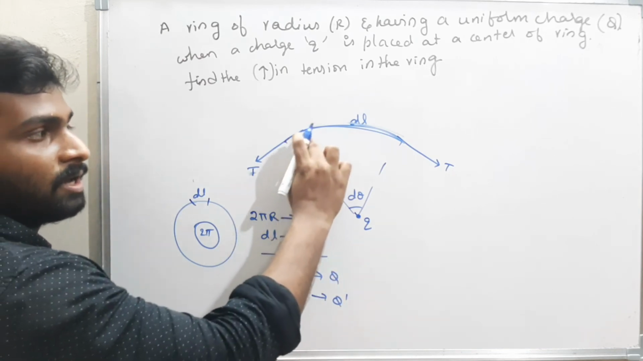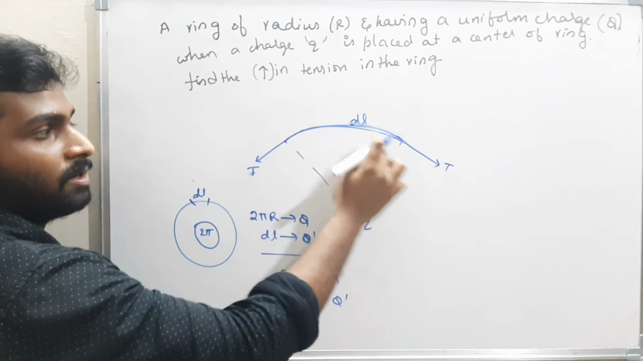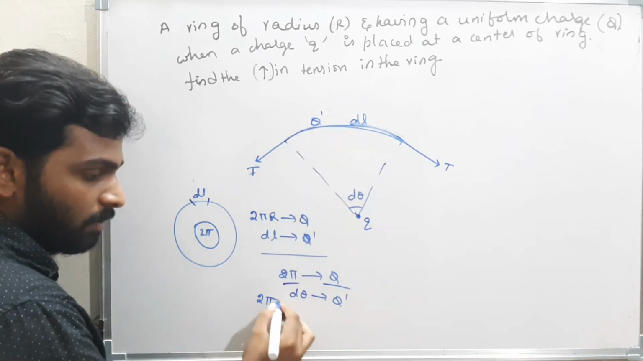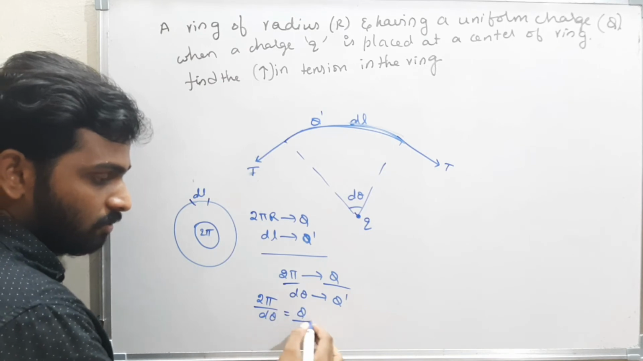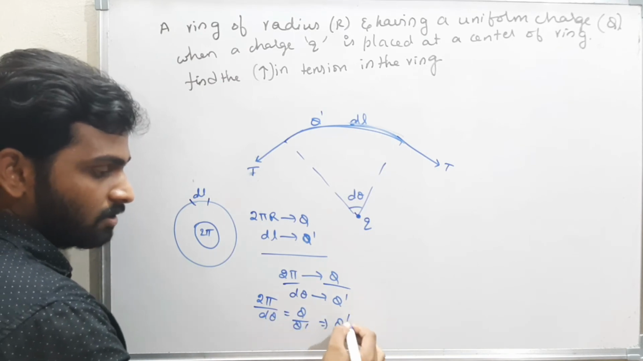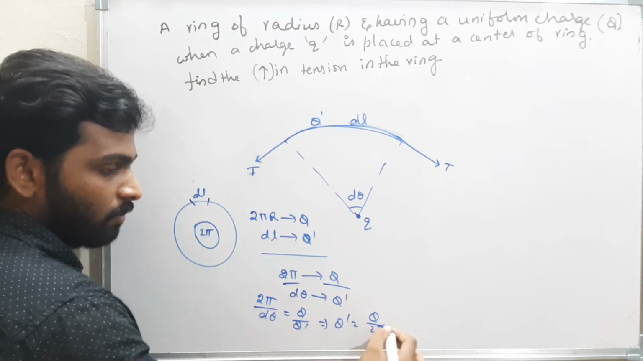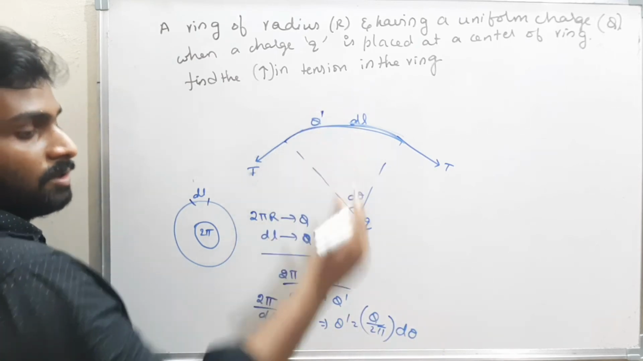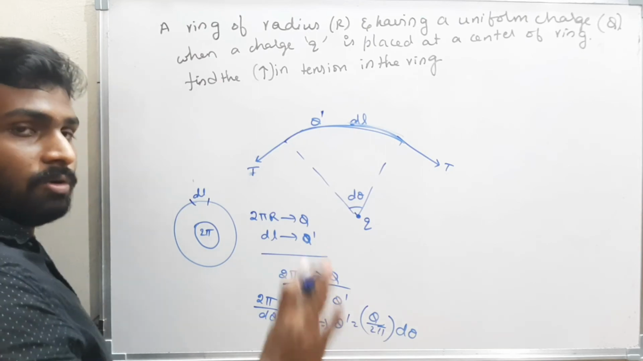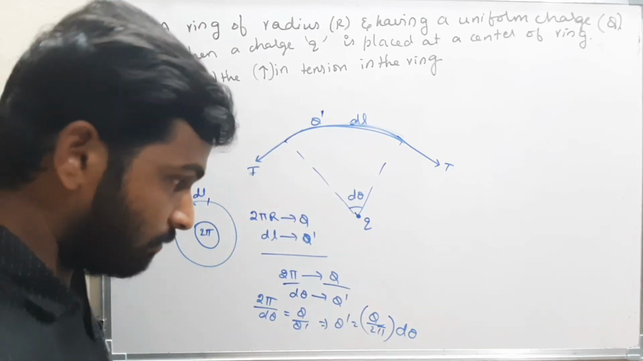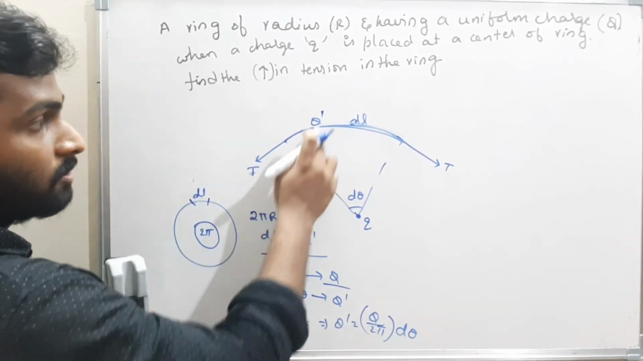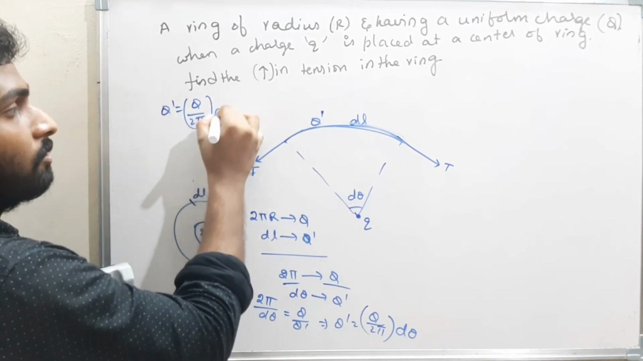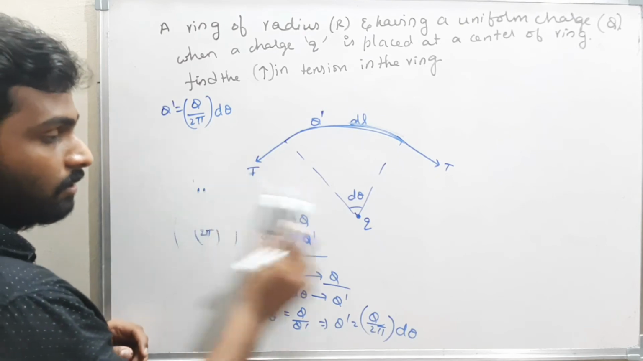Now what is the charge present in this one? That is q dash. The q dash is given by, just divide it. 2 pi by d theta is equal to Q by q dash. Therefore, q dash is nothing but Q by 2 pi into d theta. Therefore, the charge q dash is how much? Q by 2 pi into d theta. Okay, till now it is good. Now see here.